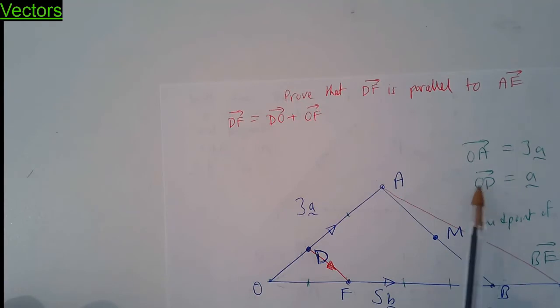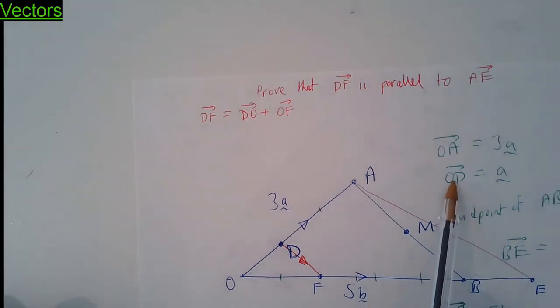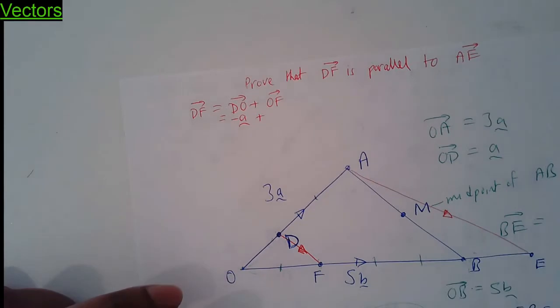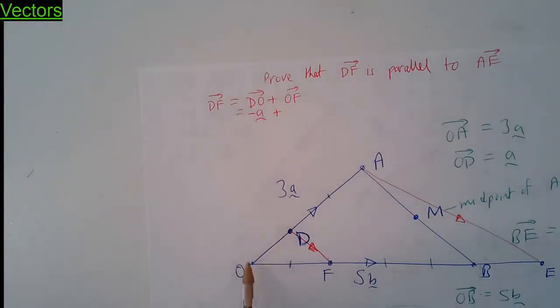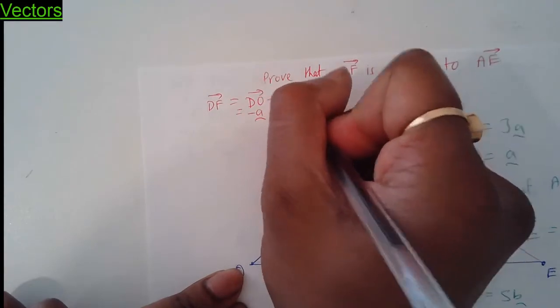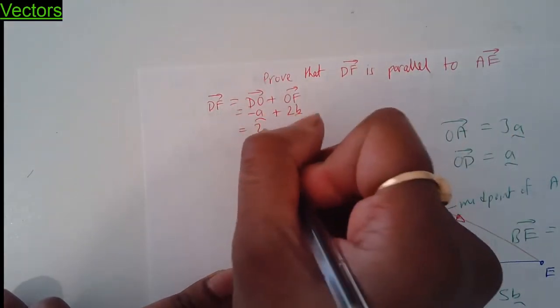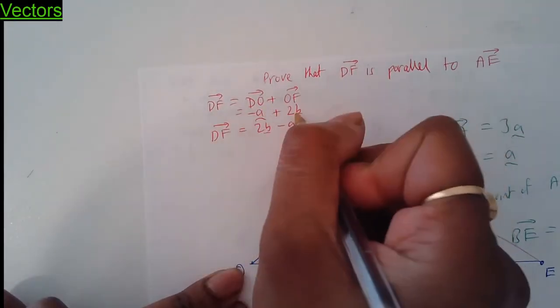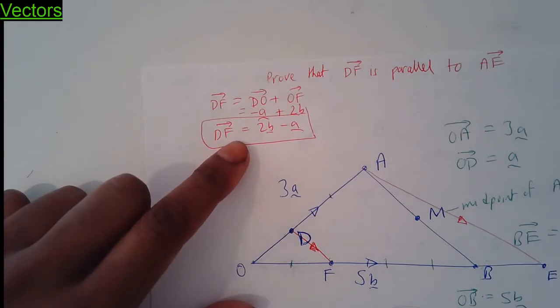Remember I said O to D is a, but we go in the reverse direction, D to O. In the reverse direction, that will be minus a. Now I've got to work out O to F, that bit there. But you've got to remember that O to B is given as 5b. 1, 2, 3, 4, 5 lots of b's. So O to F is just going to be 2b. You can reverse them. There, that's D to F. We'll save that, we'll need that later.